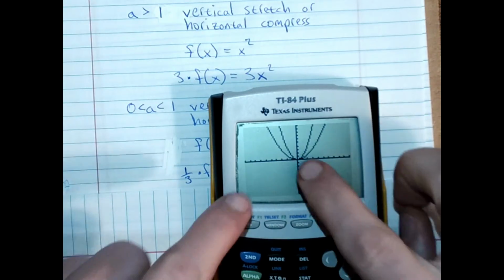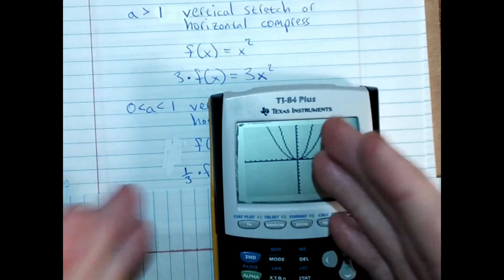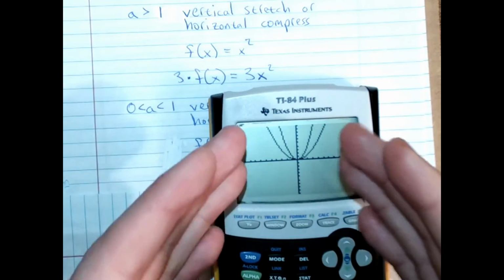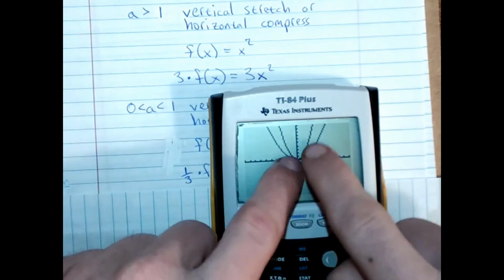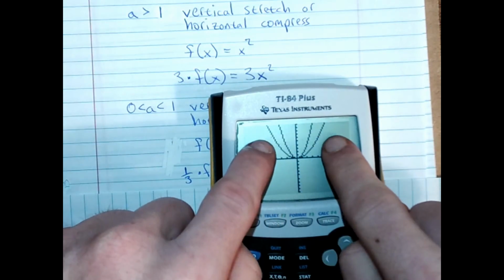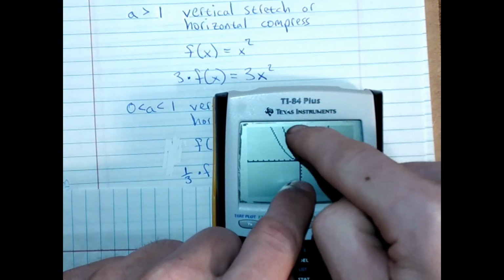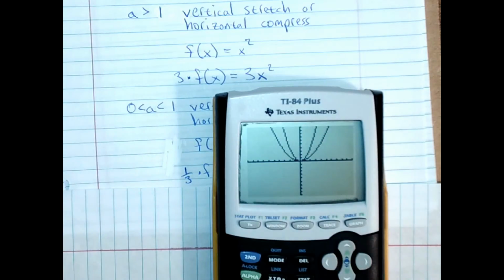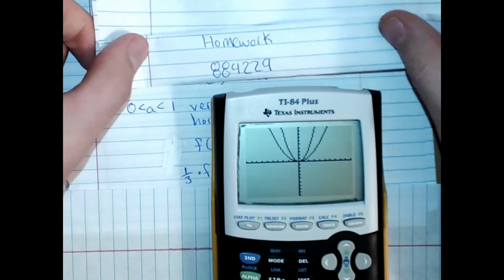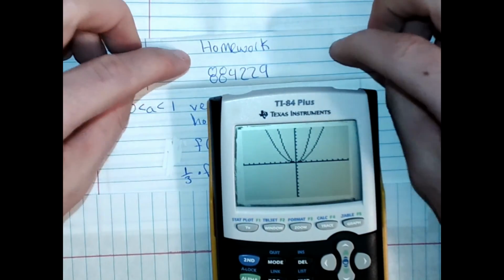And I encourage you not to memorize that. Use your graphing technology to look at the picture, and then use your imagination. This has been stretched out horizontally, or squashed down, or compressed vertically in order to make it wider. So there you are. I hope that helps.